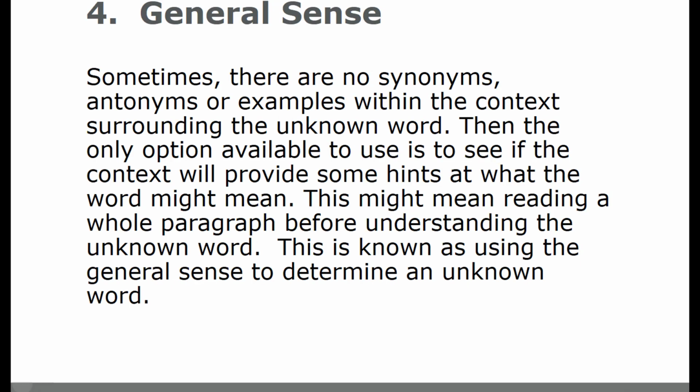The fourth way was general sense. Sometimes there are no synonyms, antonyms, or examples within the context surrounding the unknown word. Then the only option available to use is to see if the context will provide some hints at what the word might mean. This might mean reading a whole paragraph before understanding the unknown word. This is known as using the general sense to determine an unknown word.